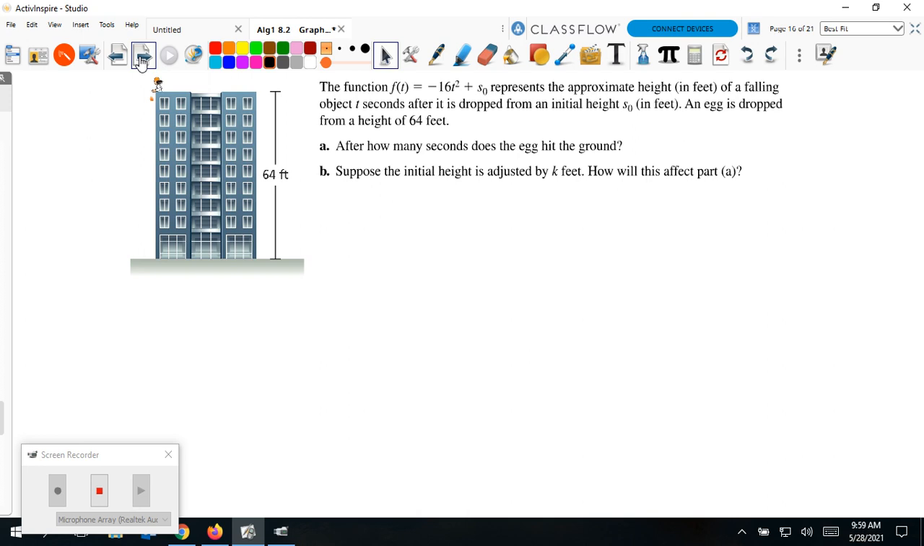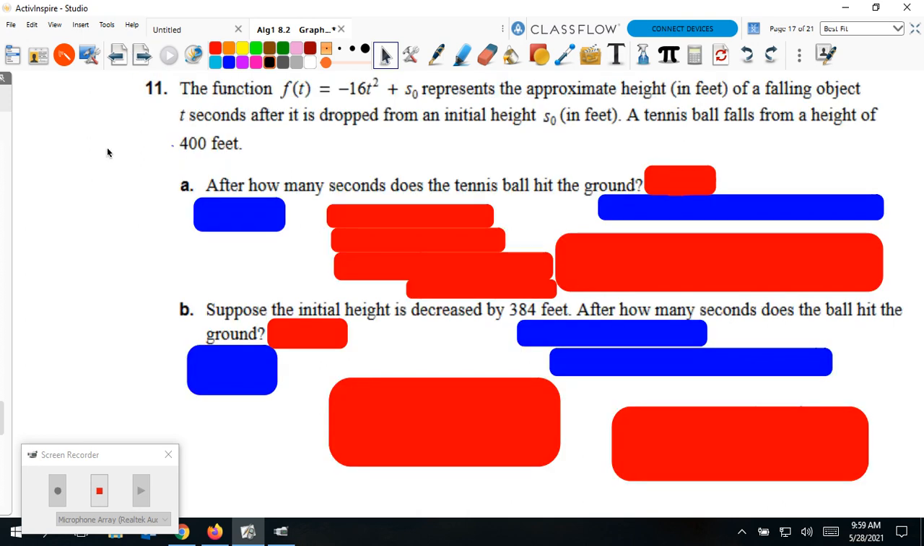All right, let's take a look at our example number 11 with this tennis ball. The tennis ball falls from a height of 400 feet. Everything else is the same, our same equation right here, this function.